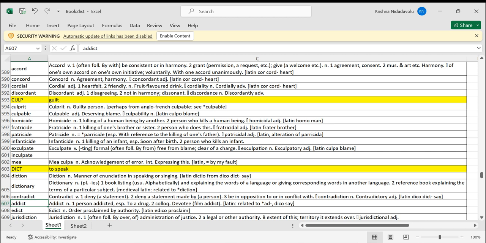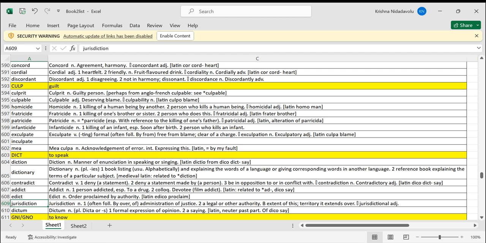In fact, addiction, A-D-D-I-C-T, not just edict, addiction to alcohol, addiction to cigarettes, etc. This addiction is also related to the same dict. Why? Because someone who is addicted to alcohol always talks about alcohol, always thinks about alcohol. They are always speaking about the same thing. That is addiction. That is so close to the heart that they always speak about that thing. That's how this word was created, edict. Okay?